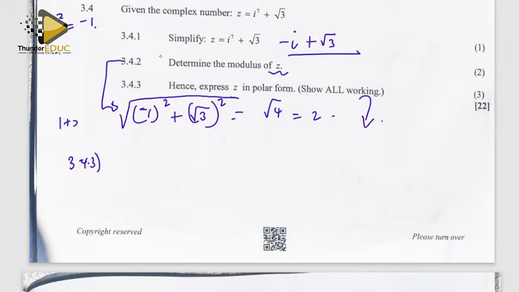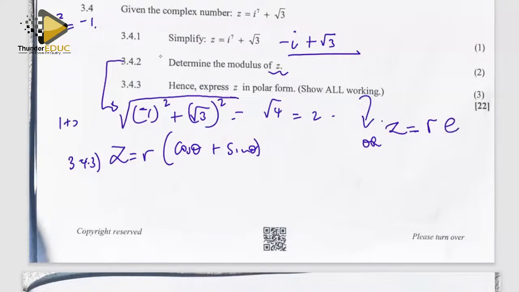Then lastly, 3.4.3, express this in the polar form. So we know that the polar form is z is equal to r, okay, into the cos of theta plus I sine of theta. Alternatively, polar form can also be written as r e to the I theta. So the only thing that we need to find is the theta because we already have our modulus, which is the r value. So how do we find the theta?